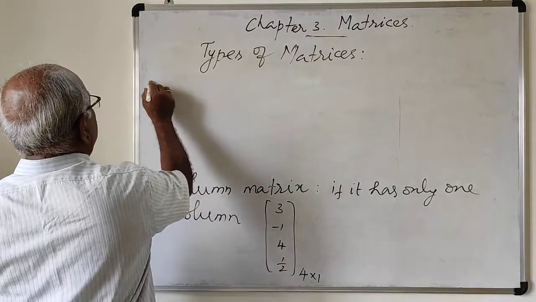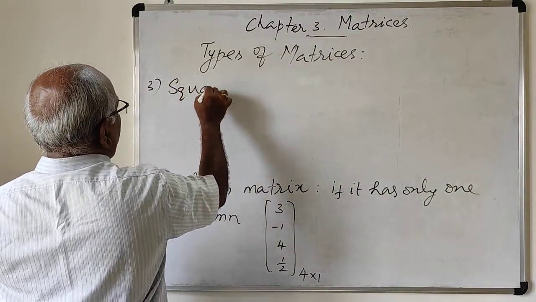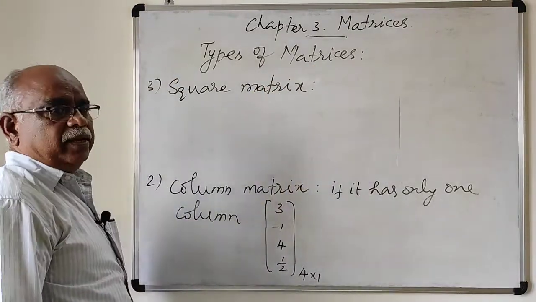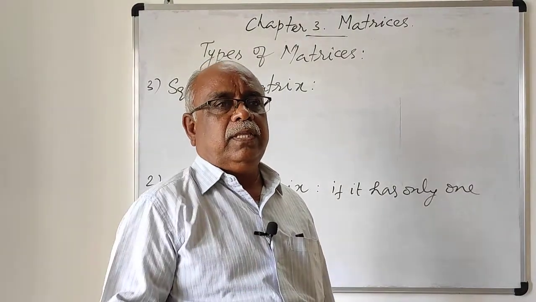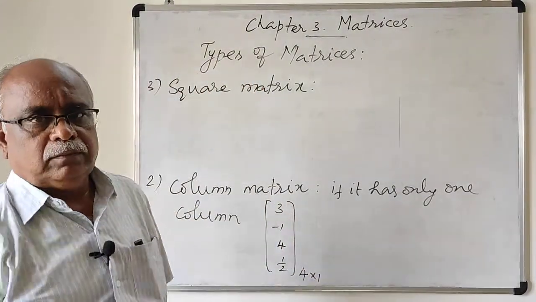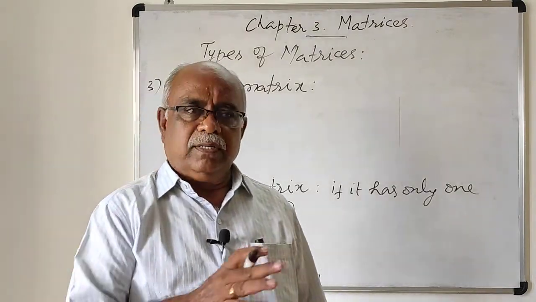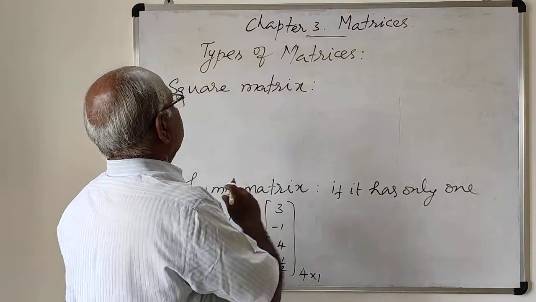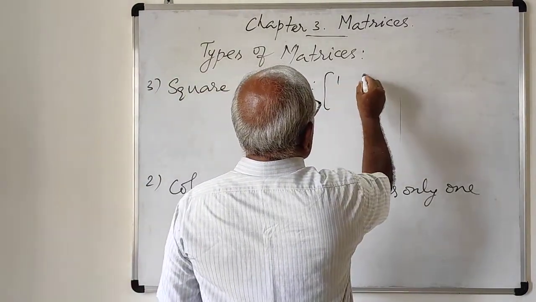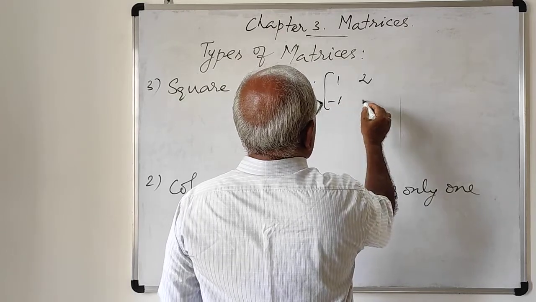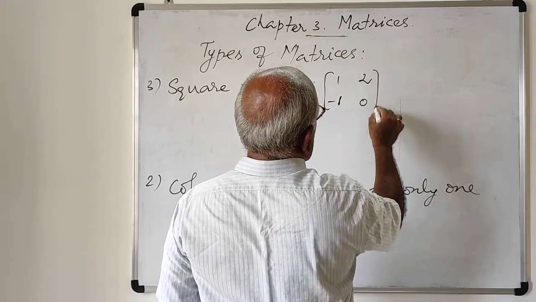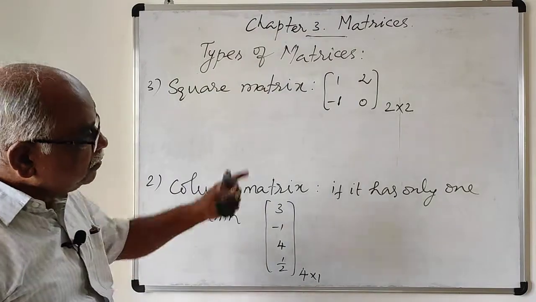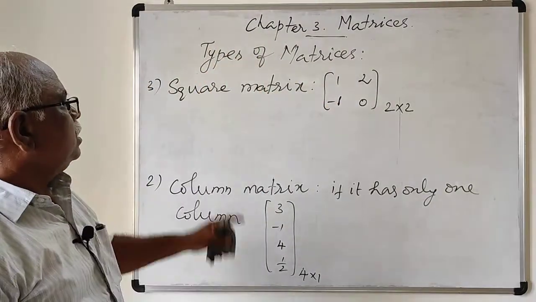Third one is square matrix. A square matrix is a matrix in which the number of rows and columns are equal. If the number of rows and columns of a matrix are equal, then it is said to be a square matrix. See, 1, 2, minus 1, 0. See, 2 rows, 2 columns. So it is a square matrix of order 2 by 2, or simply we can say it is of order 2. This is called a square matrix.